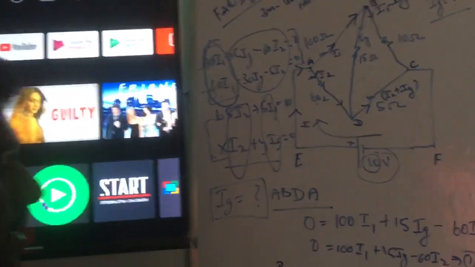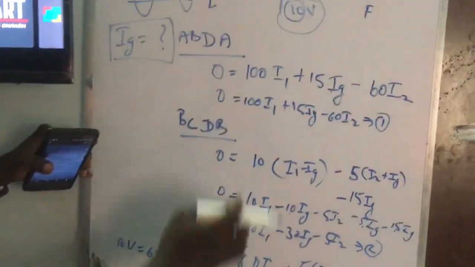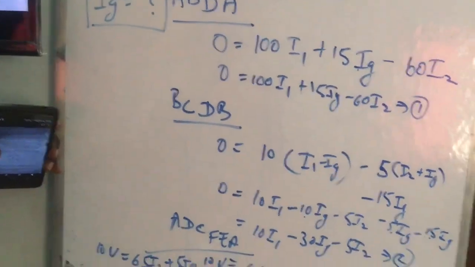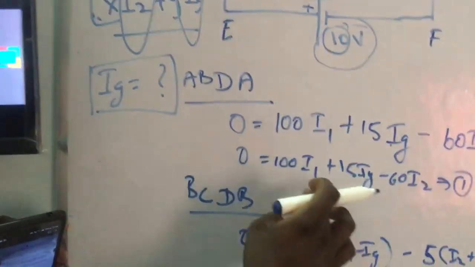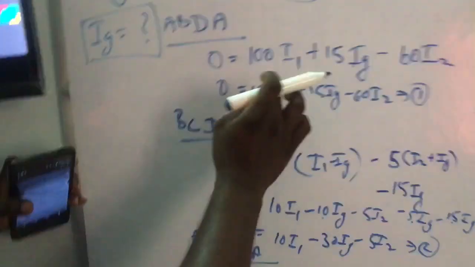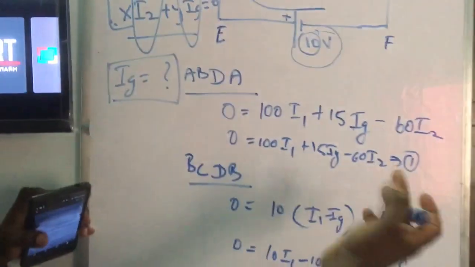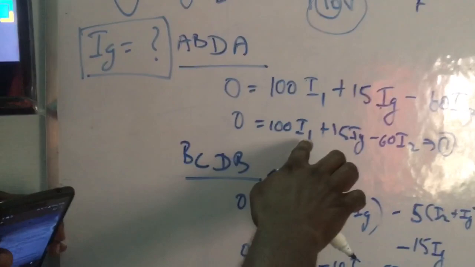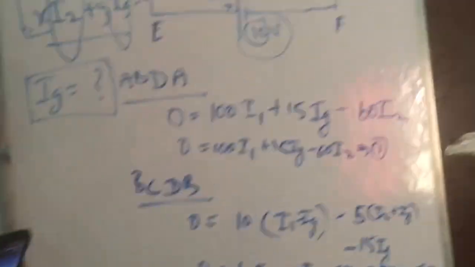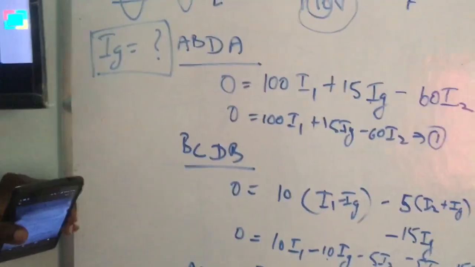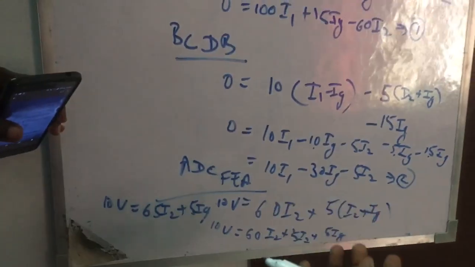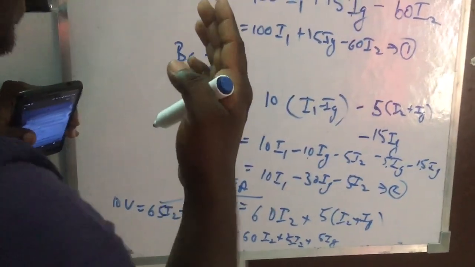So what you do is find the three loop equations, and then use the standard simple elimination method. Here they are asking for IG, so either you can eliminate I1 or I2. The third equation has I2 and IG, so I am going to eliminate I1 from these two equations by multiplying by 10 and subtracting. So I will get IG and I2, and here also IG and I2. If I solve it, I will get exactly what IG is.